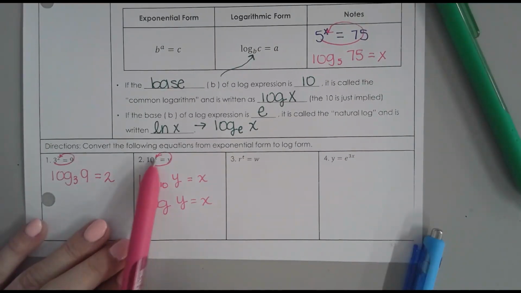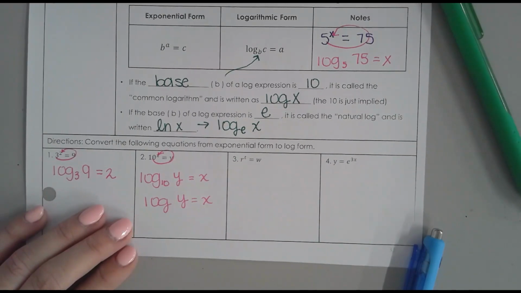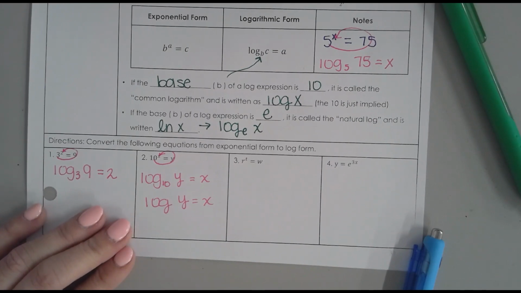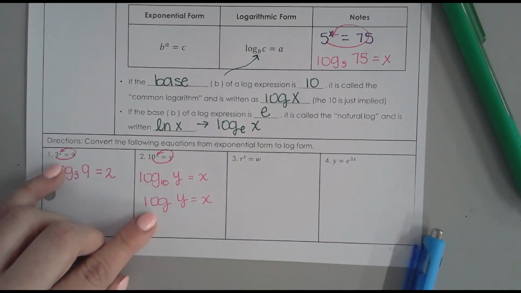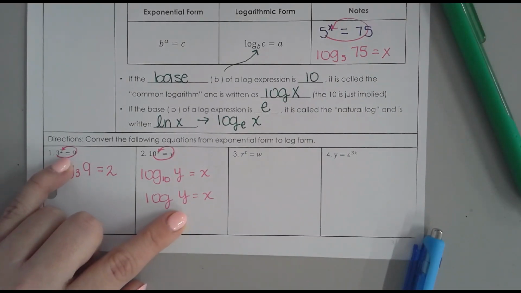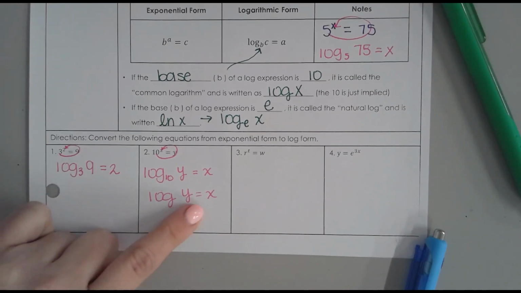So it should be log of y. We don't say base 10. It's not wrong, it's kind of like saying 1x versus x. You're not wrong if you say 1x, but you learn later on that people don't normally say 1x. So we would just read this as log of y. We just drop base 10. We don't say log base 10 of y. Log of y equals x.